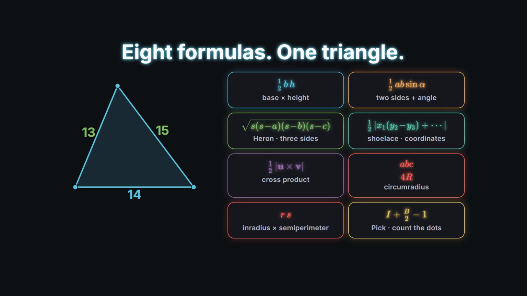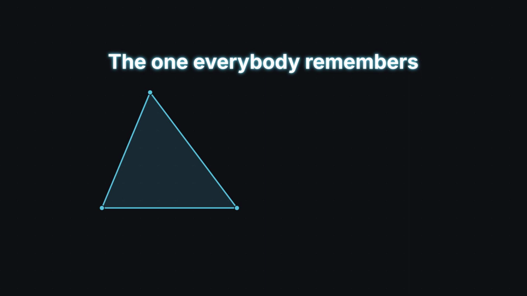They look like 8 completely unrelated ideas. But every single one of them returns the same number. 84. That is not a coincidence. It is a disguise. So let's begin where everybody begins.